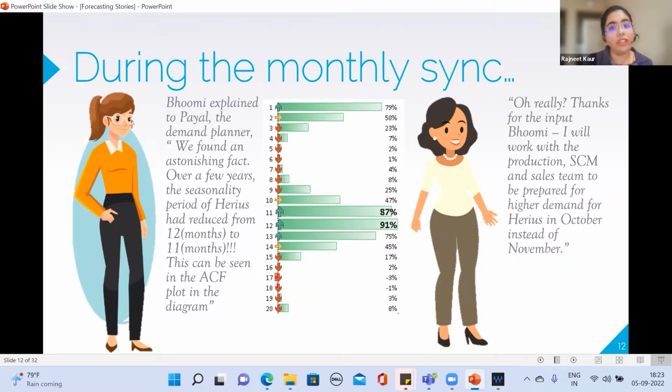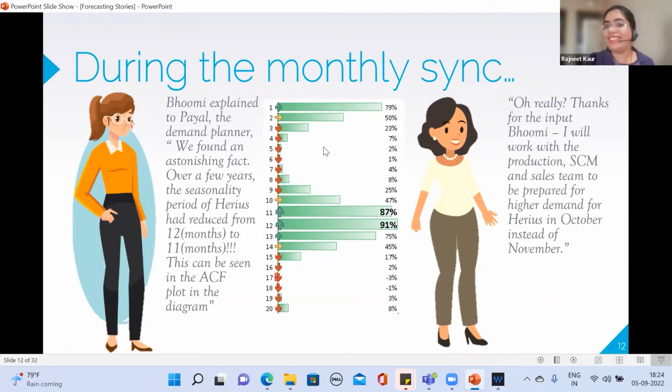Why each of these three teams? Because if we are going to experience higher need for Helios earlier and earlier, instead of November, if we will require the same in October, then the production team needs to produce it earlier. The supply chain team also needs to supply it to the various distributors and wholesalers earlier. And the sales team also needs to be able to sell it. So all of them will now be prepared for this earlier higher demand.